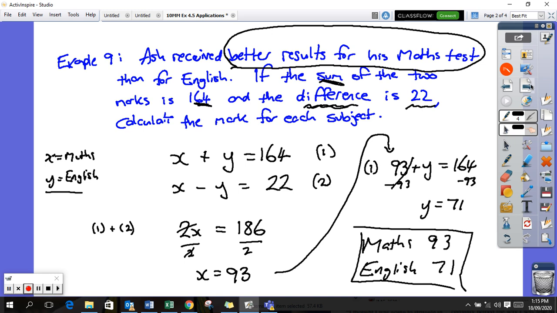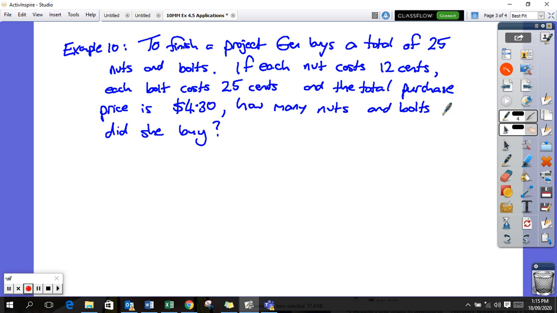Okay, so we'll look at another example. Once again, the key to it is watch how I form the equation. So we have to read through first. To finish a project, Jen buys a total of 25 nuts and bolts. Okay, just 25 nuts and bolts altogether. If each nut cost 12 cents and each bolt cost 25 cents, and the total purchase price is $4.30, how many nuts and bolts did she buy?